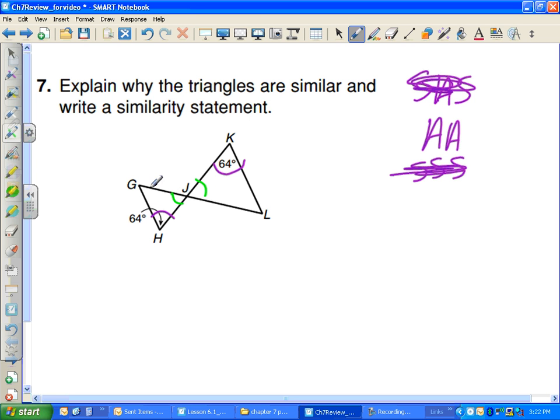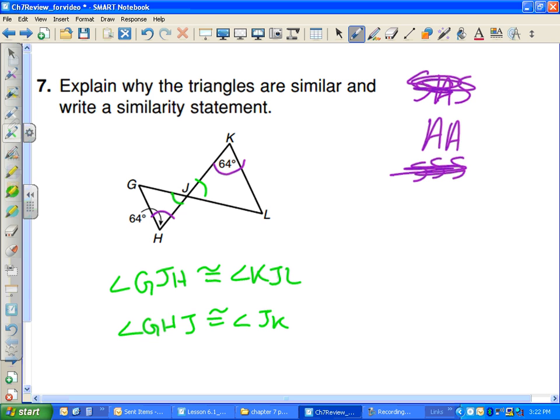So because angle GJH is congruent to KJL, and because GHJ is also congruent to angle JKL, I have 2 angles that are congruent to each other. Guess what? That's all I need. So because of these 2 things, I can use the angle-angle theorem. Okay, and yes, these are similar.